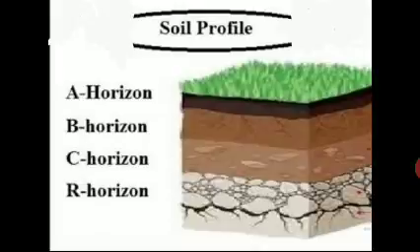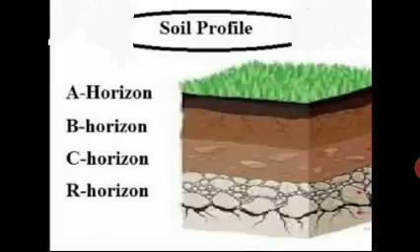Soil. Soil is the natural medium for the growth of plants. It is a natural mass of unconsolidated material on Earth's surface, formed by physical and chemical disintegration of surface rock formation.